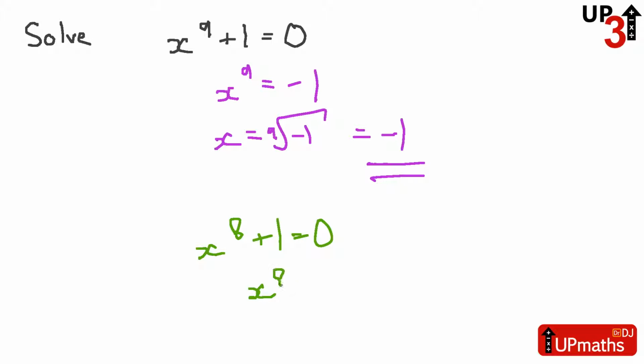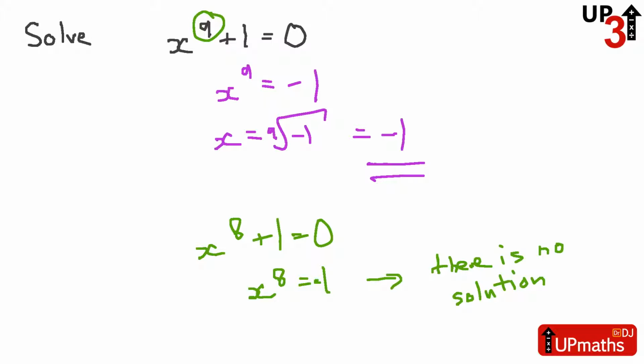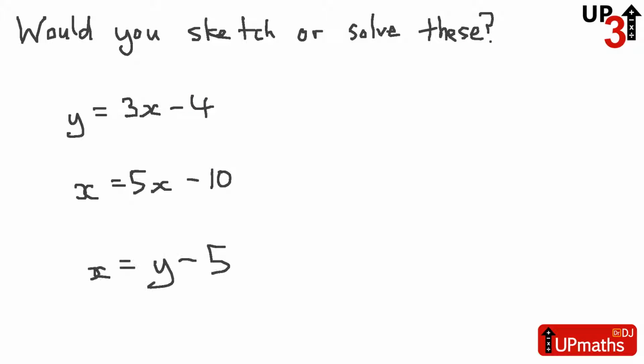That means x to the 8 equals minus 1, which means there is no solution. Why? Because if it's an even power, it can't make a negative number. So this crucially had to be an odd number for the question to work. Anyway, let's have a look at the next question.